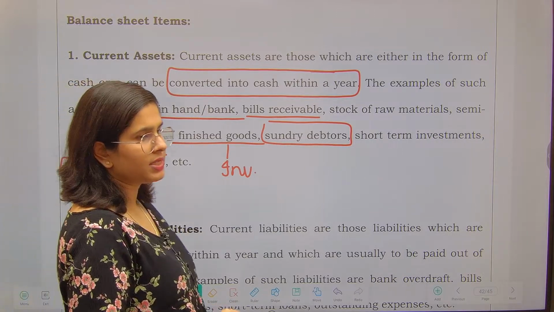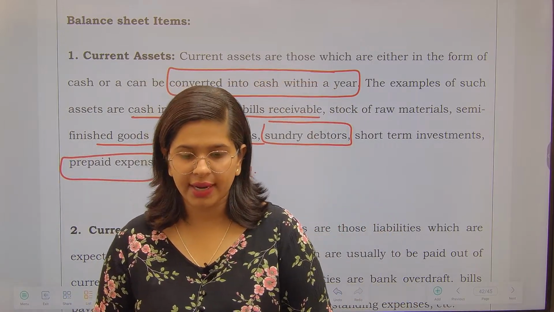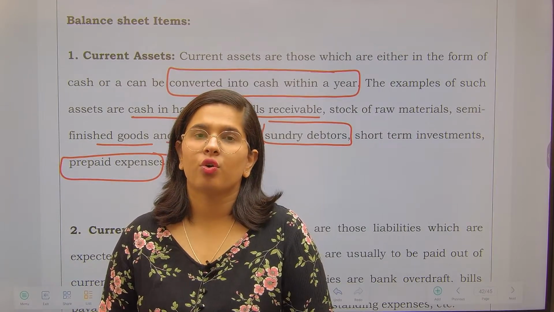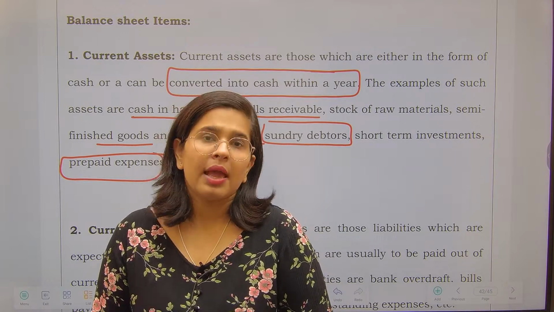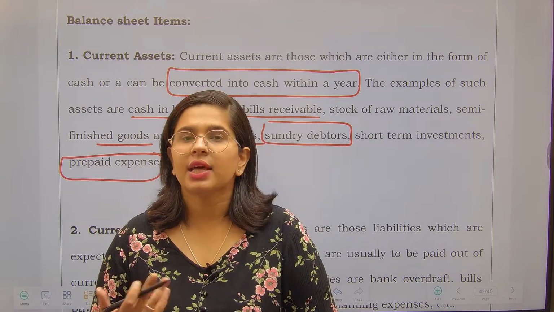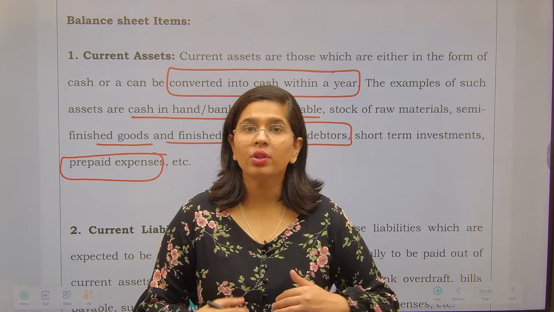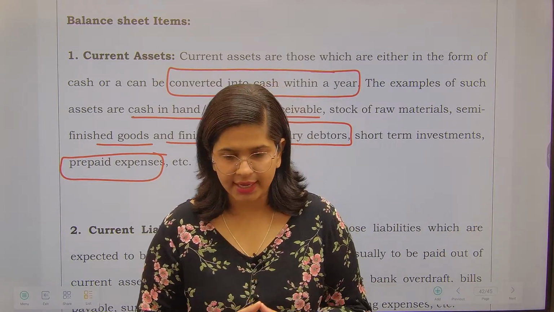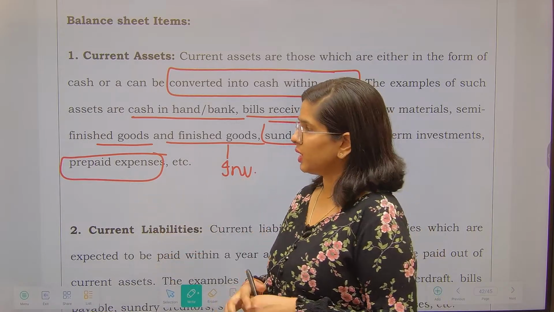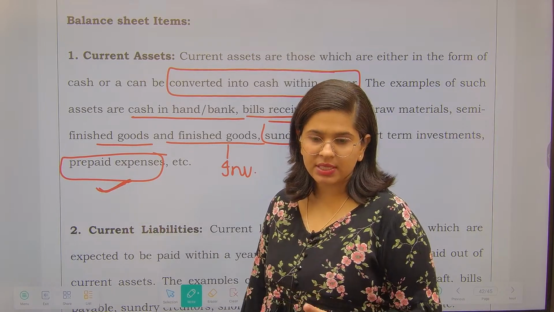What is prepaid expenses? Suppose I had to pay the rent for 1 year, 10,000 each month. So for 1 year, 1,20,000. But I paid 1,40,000, 20,000 extra. So that is prepaid expenses. Any expense which you have paid more than required, that is your asset now. Why? Because in the coming year I will be using that 20,000, so in this year that is my asset. So prepaid expenses are your assets.